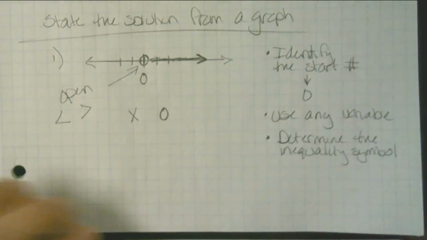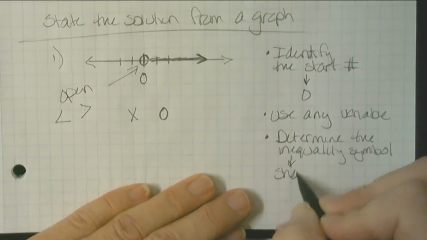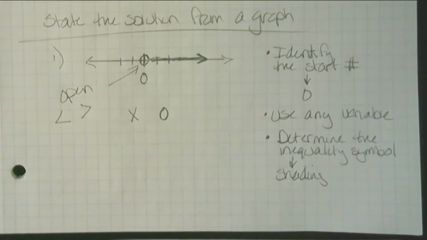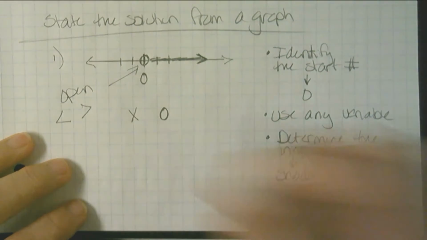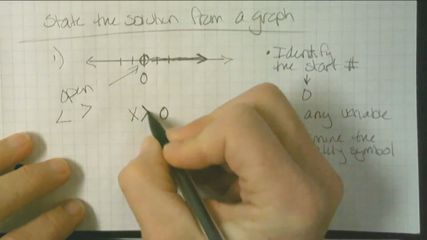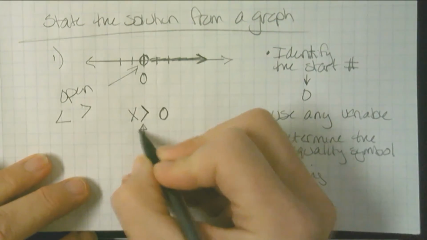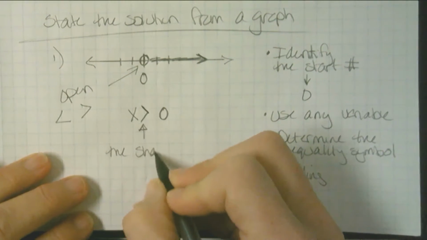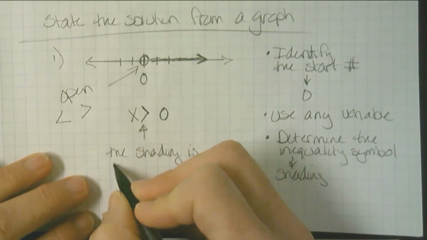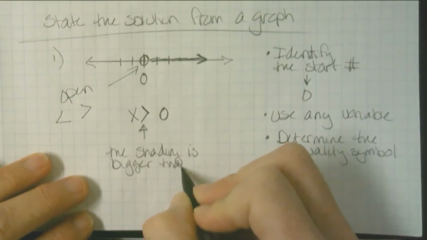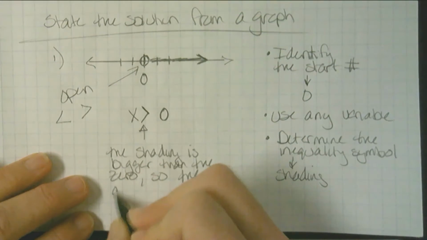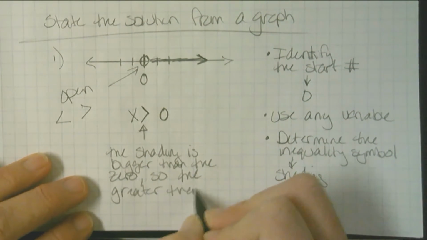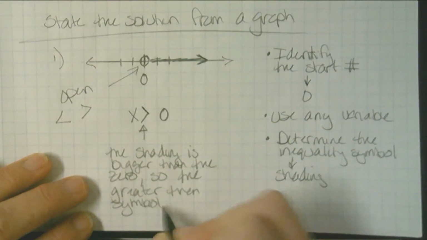All right. So the next thing is we have to look at our shading. Which direction is my shading going? Are my possible x's bigger than my 0 or less than my 0? Emerson? They're bigger. So I'm going to have my bigger side of my inequality facing my variable. So here, the shading is bigger than the 0. So, the greater than symbol, God bless you, is used.